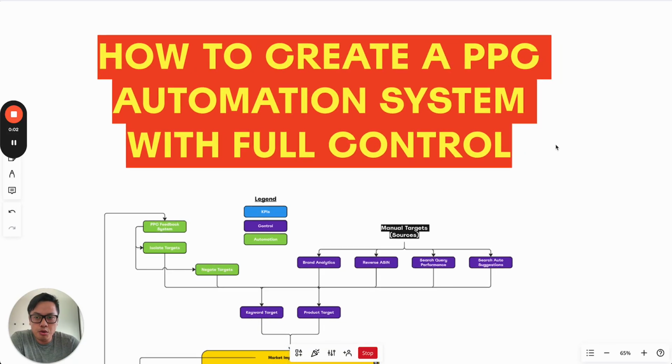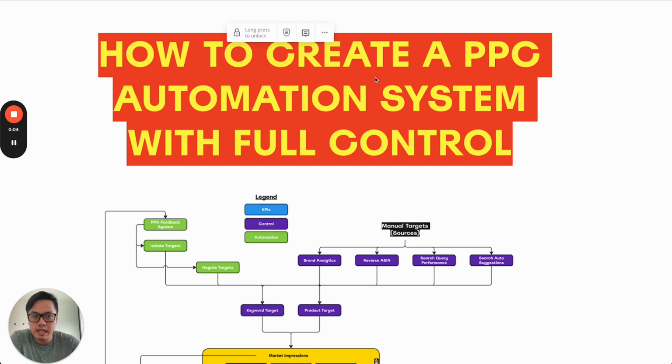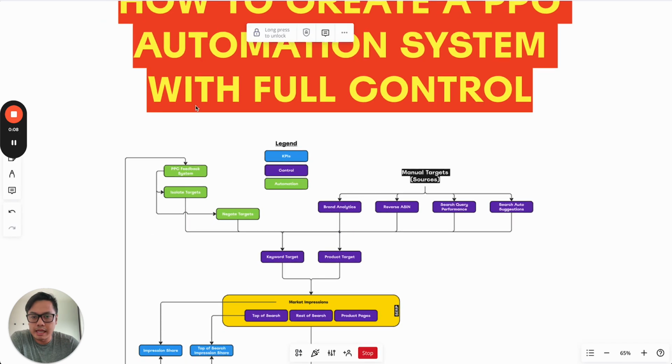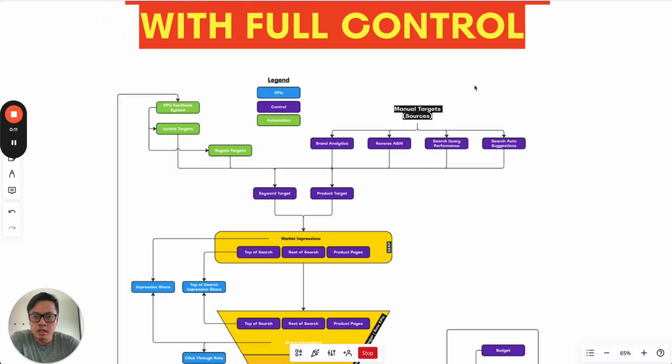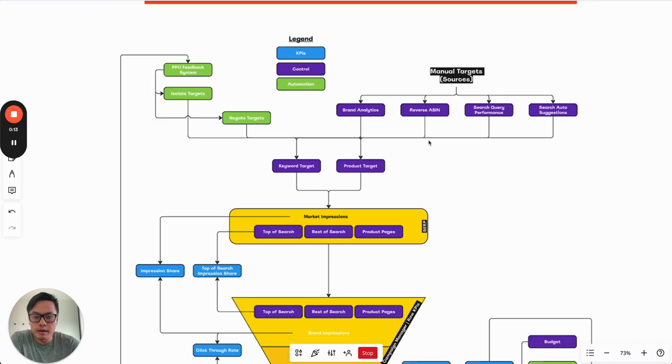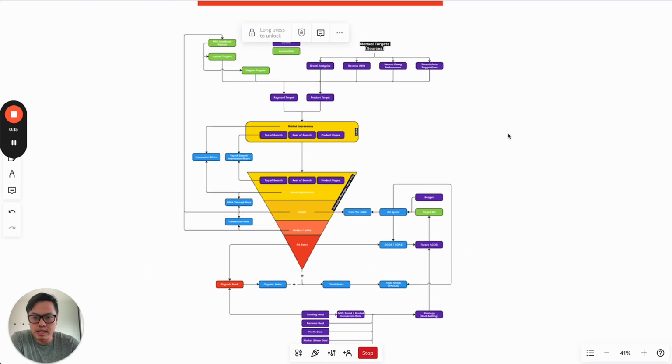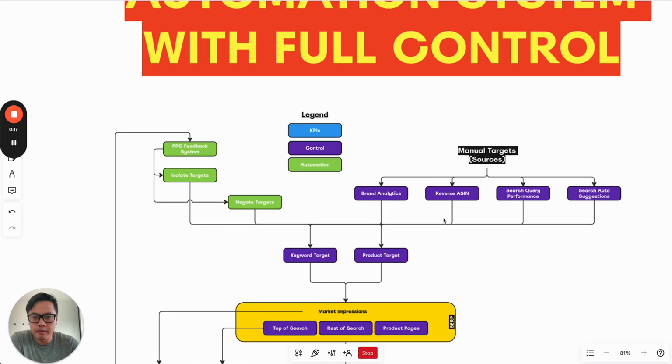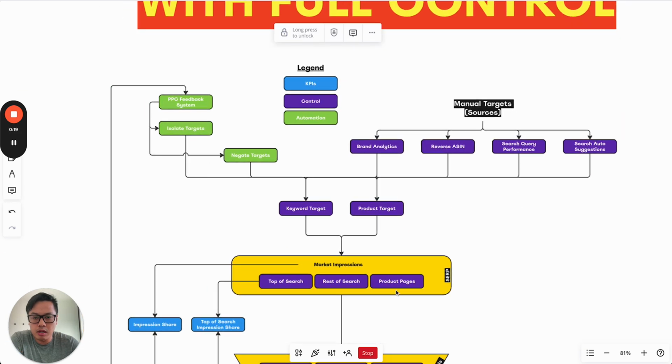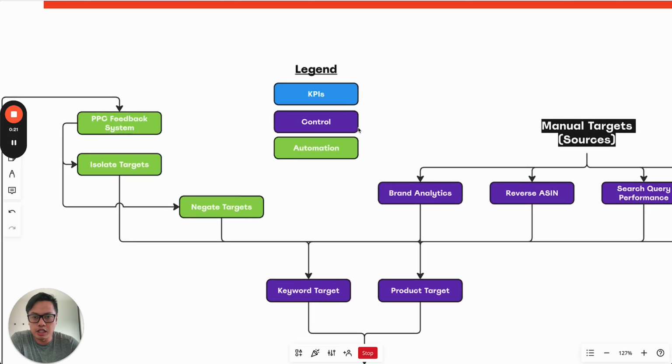In this video, I'm going to go through how to create a PPC automation system while maintaining full control. So we're going to eventually just go through this entire funnel here. But before that, everything is color coded. I'm just going to go through the legend here.